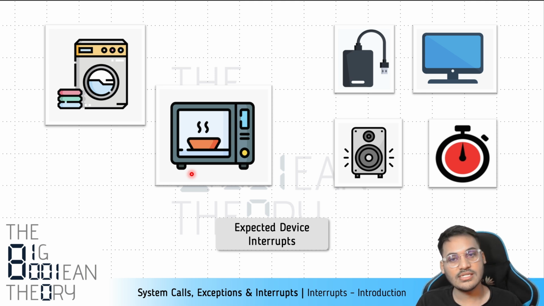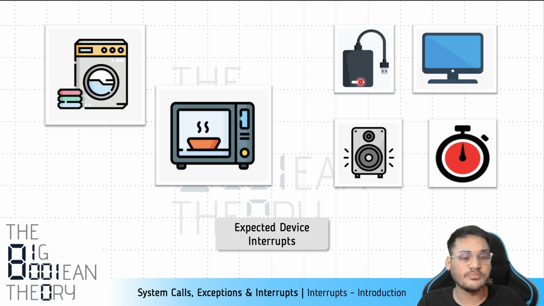So just like you're expecting the interrupt from the washing machine so that you can take out the clothes, or you're expecting the interrupt from the microwave oven so that you can take your food, in the same way the operating system is expecting the IO device to interrupt once the data is available so that it can unblock the user process who was waiting for the data for processing, right? So all of the devices that follow interrupt driven IO, the interrupts that they raise, are a kind of expected device interrupts, right?